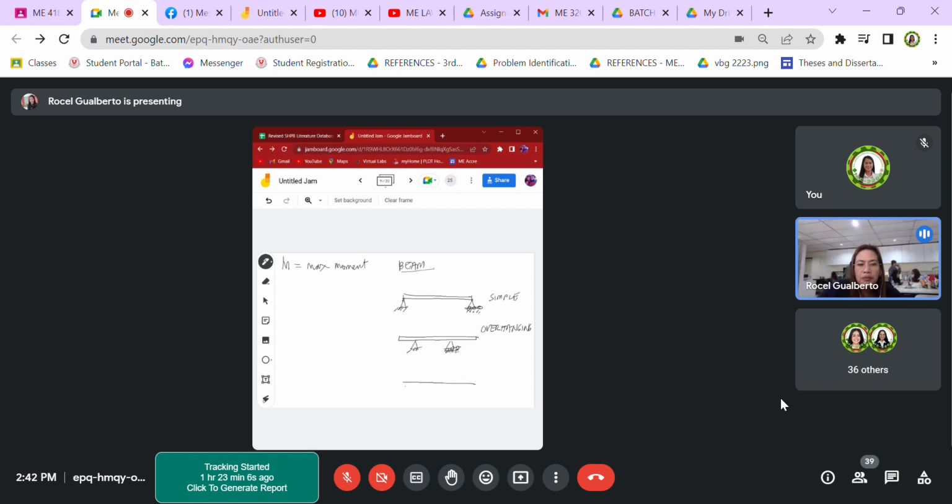At kapag po naman yung beam, okay, one end is fixed, the other end is a free end, you call this naman po the cantilever. Okay, so it's a cantilever type. Yan, okay, so simple, overhanging, and cantilever. Okay, so these are our types of beam. Okay, so with the supports po, okay, yan po ay may corresponding reactions.